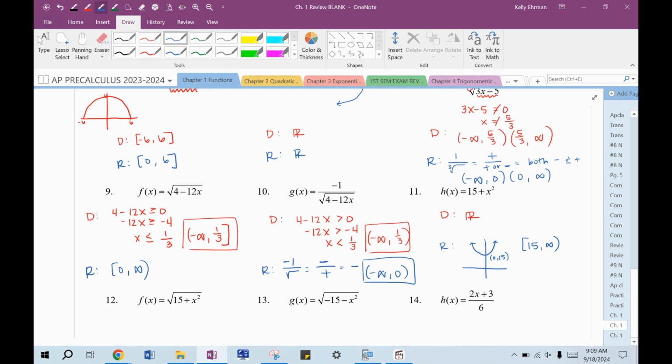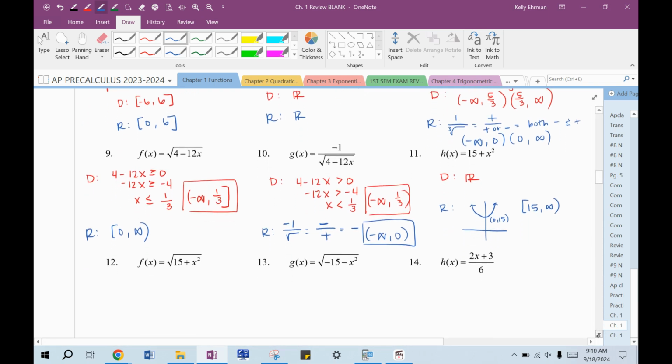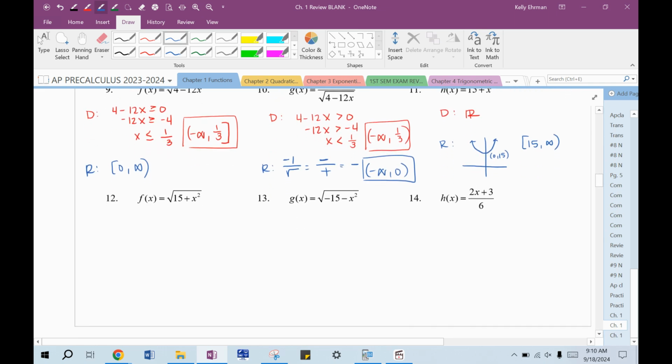For number 12, 12 and 13, I wanted to put this on the review. They're kind of special cases. I know we've looked at these way back in that domain and range packet, but not really since. So let's take a look at these. It's a square root function. So normally I would say, okay, 15 plus x squared needs to stay greater than or equal to 0.